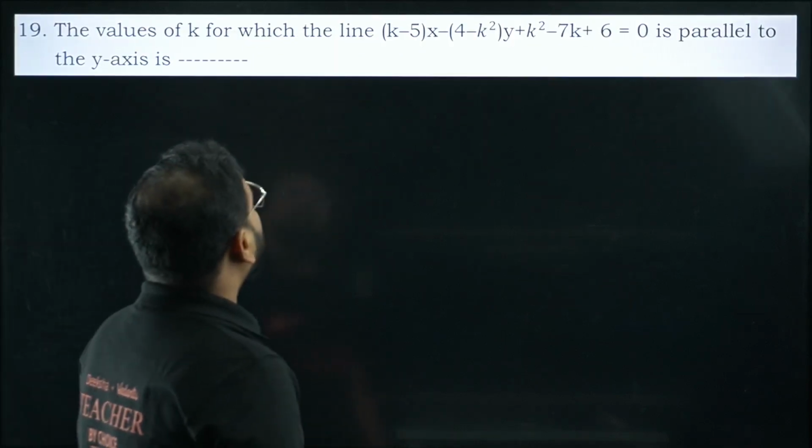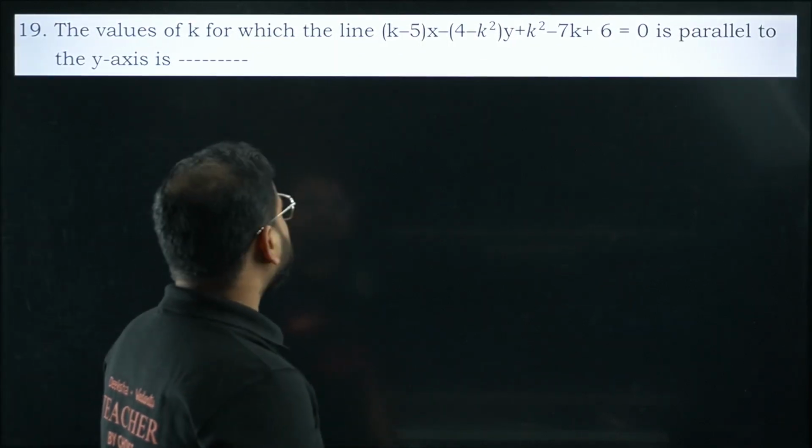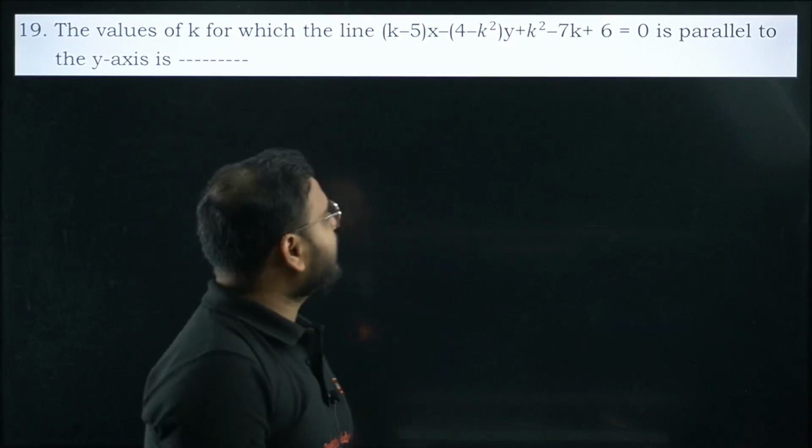The values of k for which the line is parallel to y-axis. Y-axis parallel, right? Means there cannot be a y term.